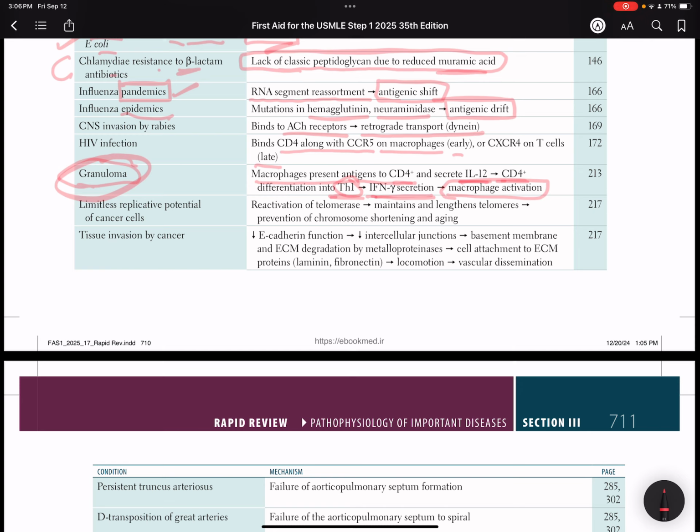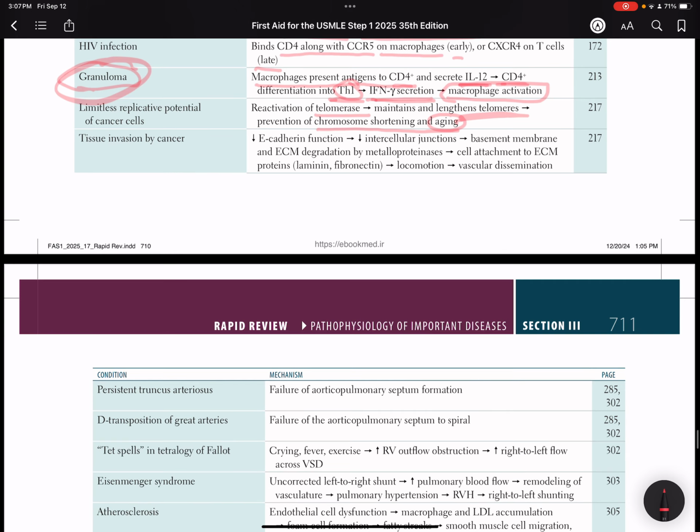What is limitless replicative potential of cancer cells? This is reactivation of telomerase, which leads to maintaining and lengthening telomeres. This leads to prevention of chromosome shortening and aging.